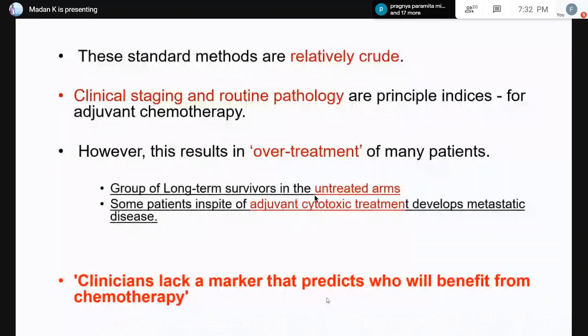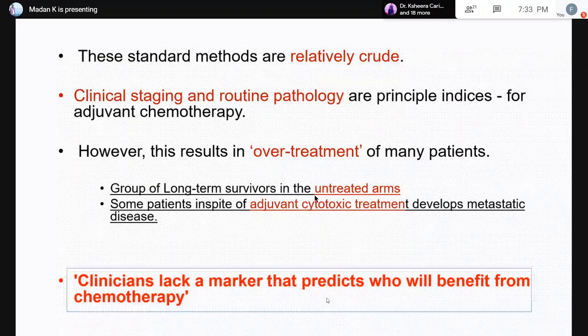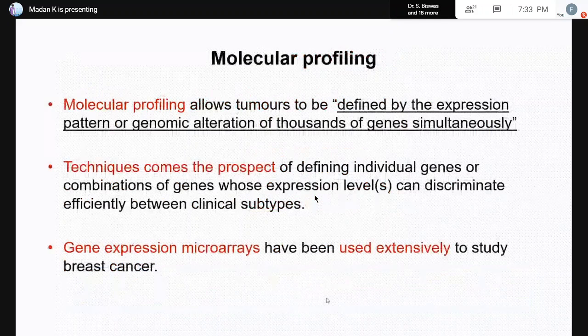So by doing so, we are over-treating a significant number of patients. There are multiple studies, many randomized controlled trials, and what they say is there are a group of long-term survivors even in the untreated arms, and the other arm showed some patients, in spite of adjuvant cytotoxic therapy, developed metastatic disease. Hence, the clinicians clearly lack a marker which predicts which of the patients will benefit from chemotherapy and which will not. So it is essential to understand the biology of the tumor to answer the previous question.